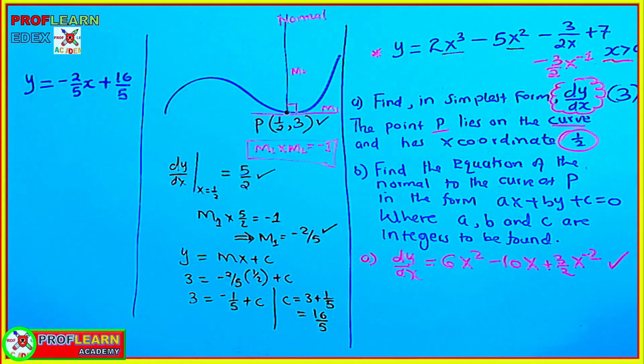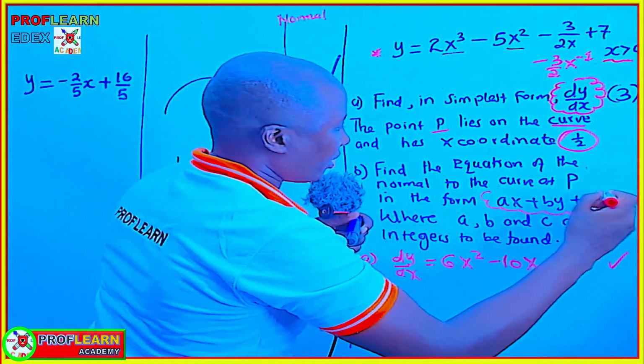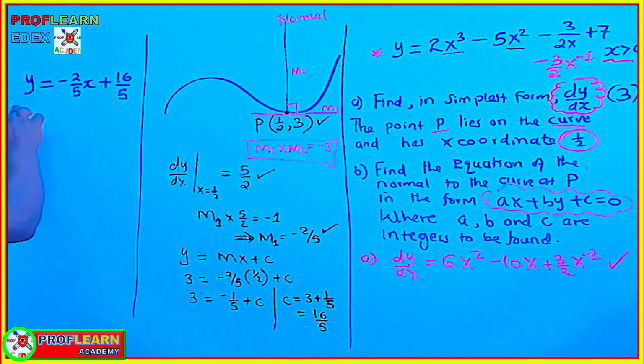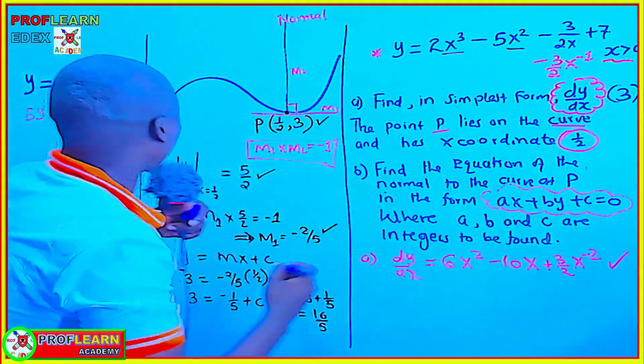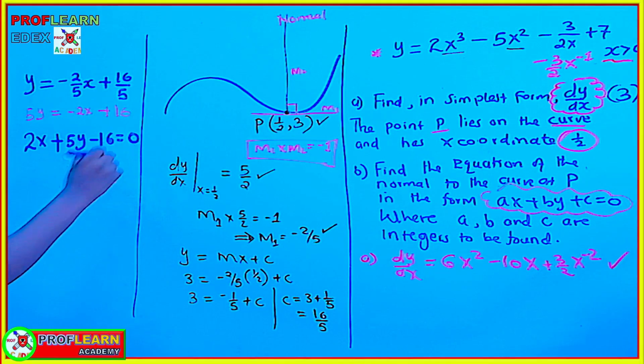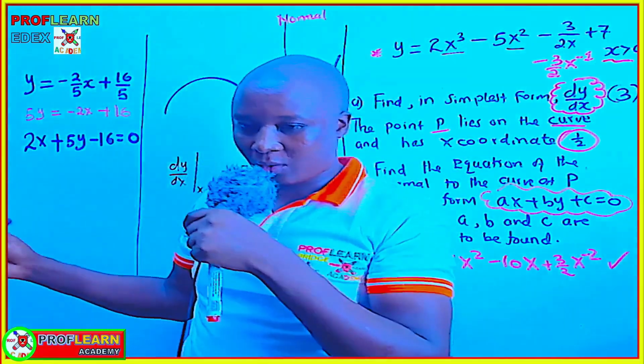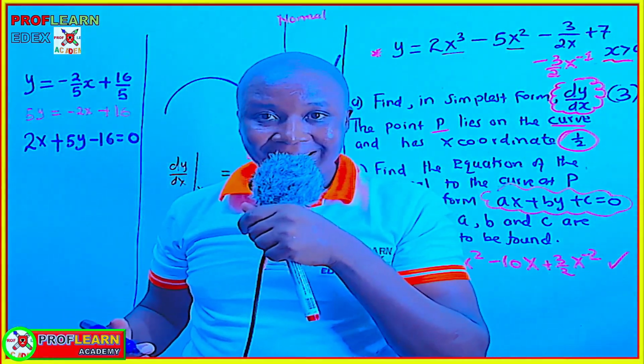plus 16/5. Now, at this point, because of the format in which we were supposed to give our answer, we multiply all through by 5, and the equation becomes 5y equals negative 2x plus 16. Since we want to remain with 0 on one side, we take everything to the other side. We have 2x plus 5y minus 16 equals 0, which is the equation that we were supposed to find.